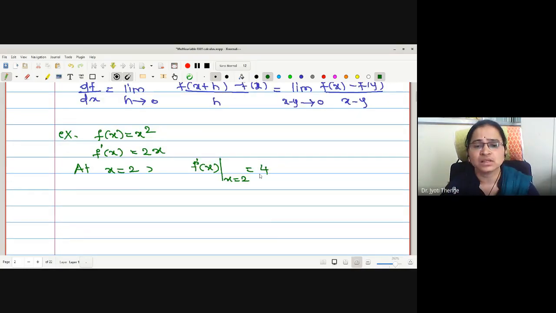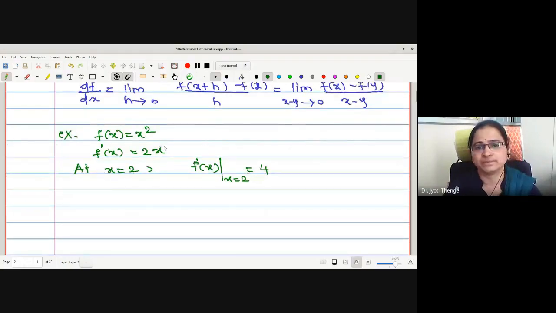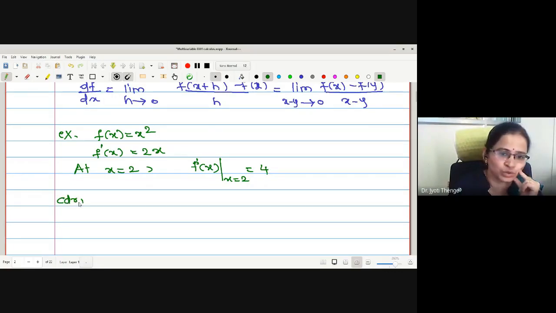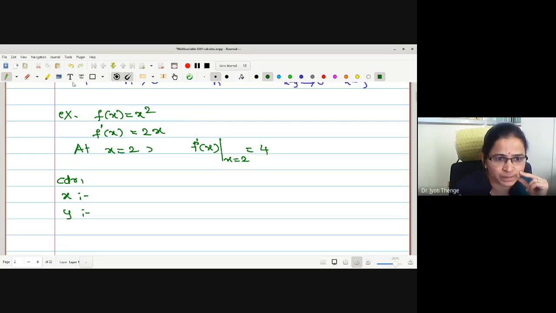Therefore, what does this tell us? This tells us that at any point x, the rate of change of a function with respect to the independent variable is 4 times. The function changes 4 times with respect to the independent variable. Now let us check whether it is going to give exactly this or not. Let me write x values, and y values as well, where the function is y equal to f of x.